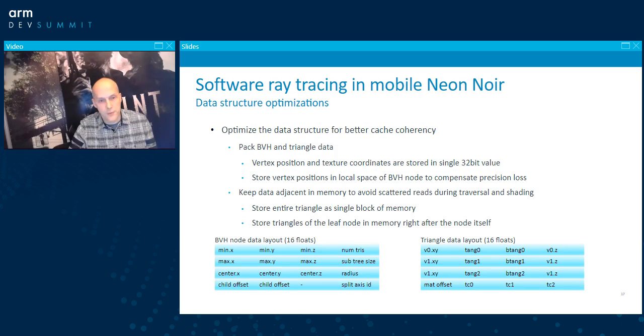So, a quick overview of the data structures. Normally we try to compact the data for better cache coherency. For example, we pack vertex position and other vertex attributes into a single 32-bit float value. In order to compensate for precision loss, we store vertex position in the space of the BVH node bounding box. We keep the data not only compact but also adjacent in memory to avoid scattered reads and thrashing the memory cache. We store all three vertices of a triangle together in one data chunk, and also we store triangles in memory right after the BVH node descriptor.